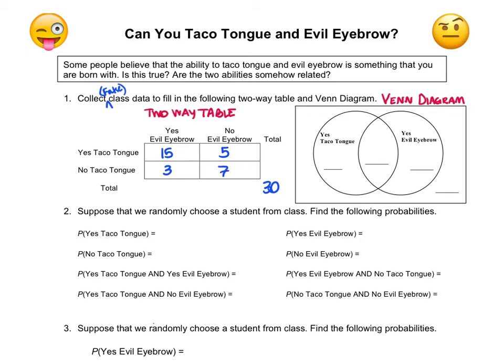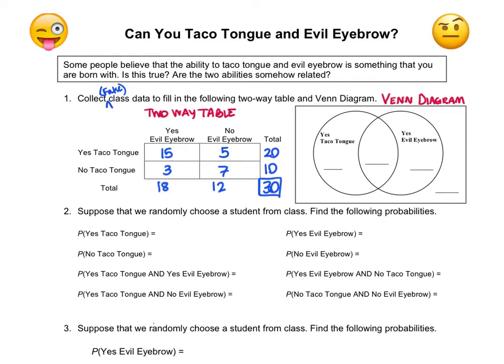Now what we're going to do is add up the columns, and we end up with 18 and 12. We add up the rows and we end up with 20 and 10. And of course we knew our grand total was going to be 30. Now what we want to do is represent this on the Venn diagram. So let's start out with where they can do both the taco tongue and the evil eyebrow.